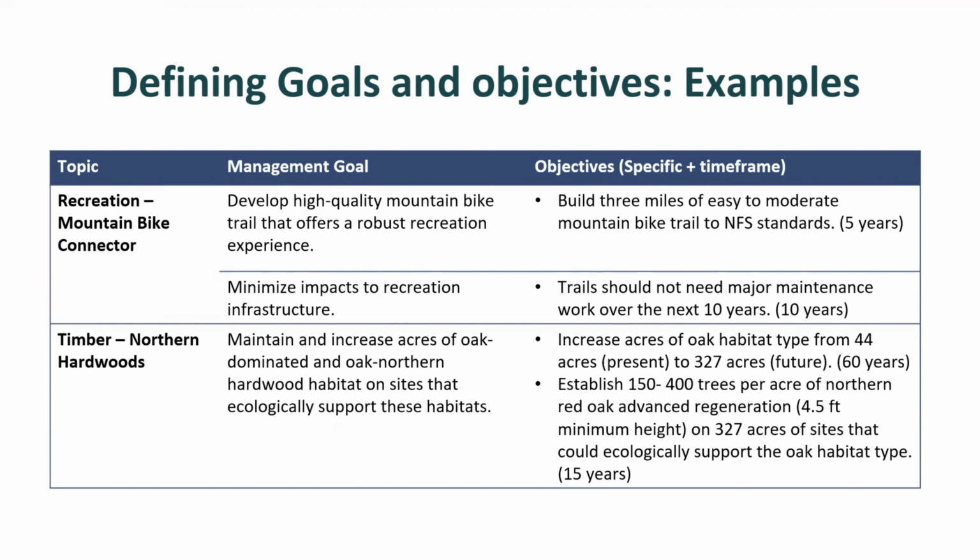Looking at some more examples, we have here 2 different topics, recreation from a mountain bike connector to timber in the northern hardwoods. I'm going to read the recreation example. Our management goal is to develop high-quality mountain bike trail that offers a robust recreational experience. Linked to that goal is an objective to build 3 miles of easy to moderate mountain bike trail that meets NFS standards within 5 years. You can see how it's more specific and time-bound.